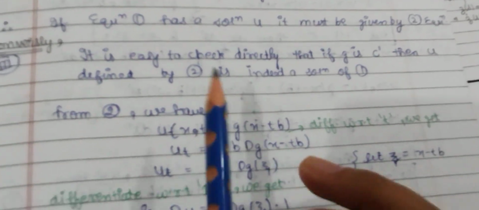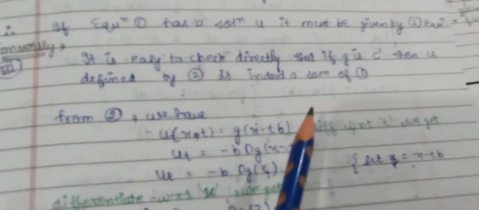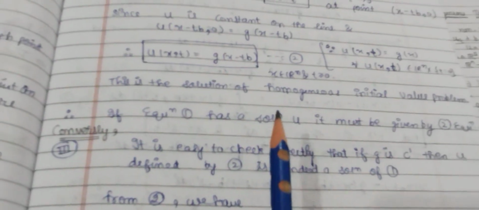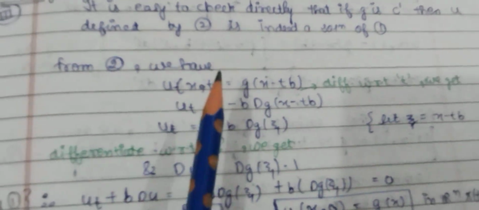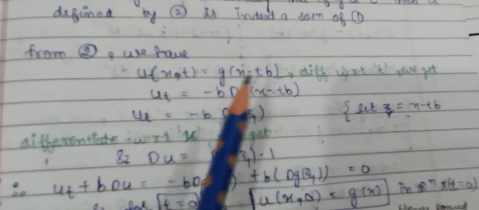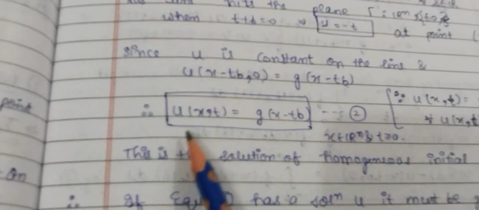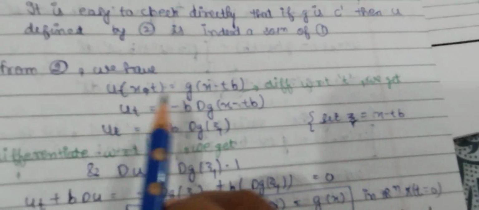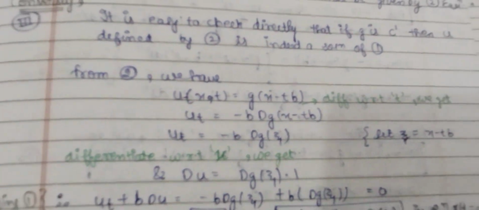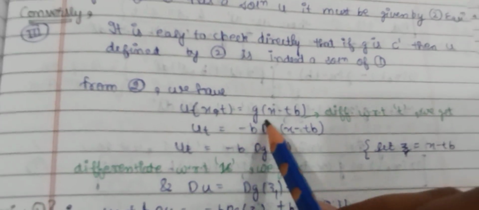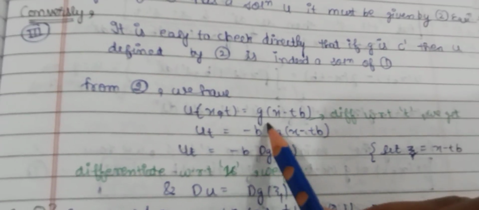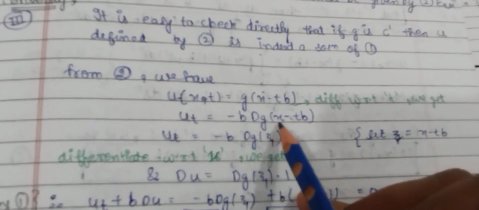It is very easy. What does it say? It says that it is very easy to check directly that if g is a continuous function, then u defined by equation number 2 is indeed a solution of equation number 1. From 2 we have u of (x, t) equals g of (x minus tb). Now what we do is differentiate this equation with respect to t.